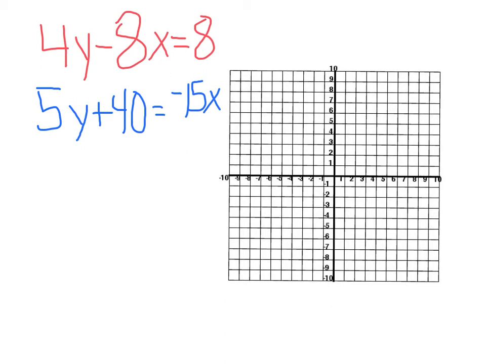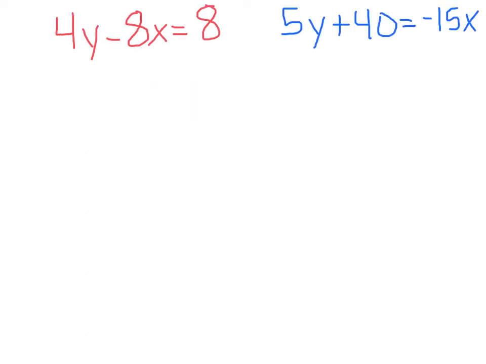The first section of questions asks us to solve the following systems graphically. Number 1 has the system 4y minus 8x equals 8 and 5y plus 40 equals negative 15x. The first thing we need to do when solving a system graphically is put the lines into y equals form, or to isolate y. So we can do that with each of our equations.